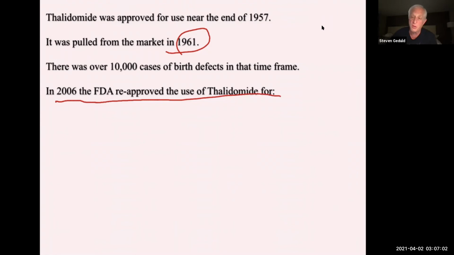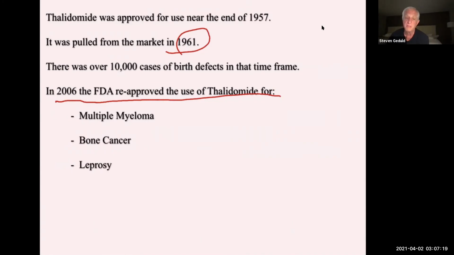That took me by surprise, because I told my patient he couldn't be on thalidomide because I know that drug was pulled off the market, but they did put it back on. But because it is a good anti-drug, for multiple myeloma, bone cancers, leprosy, okay, certain skin diseases.